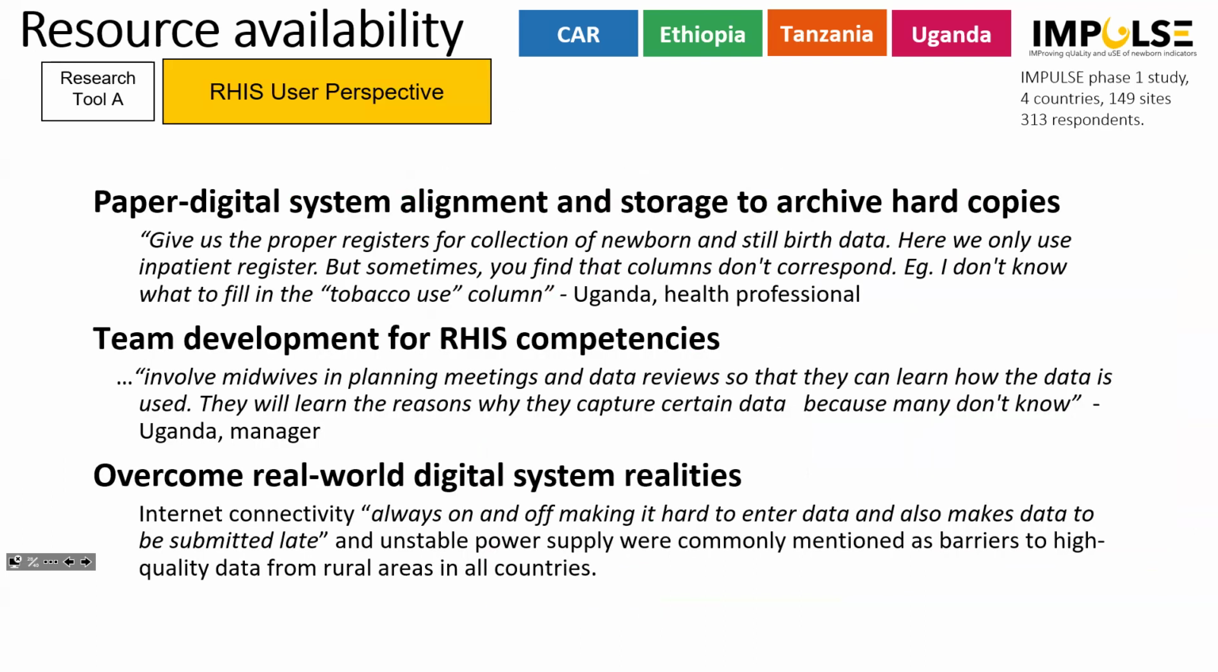For resource availability, we did some analysis on open text responses that we got, and we came up with these three themes. One is paper and digital system alignment and storage for archived hard copies. For this one in Uganda, for example, the health professionals were saying, give us the proper register for collection of newborn and stillbirth data. Here we only use the inpatient register, but sometimes you find that the columns don't correspond. I don't know what to fill in, for example, in a tuberculosis register. So you think that they don't have proper tools and they have to improvise.